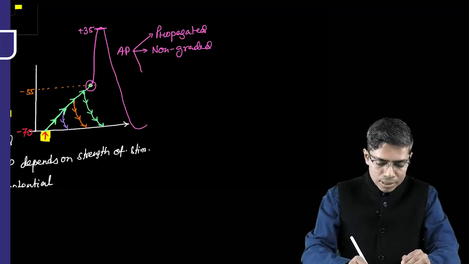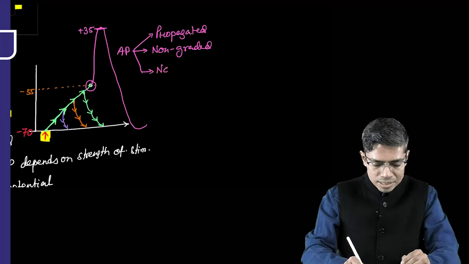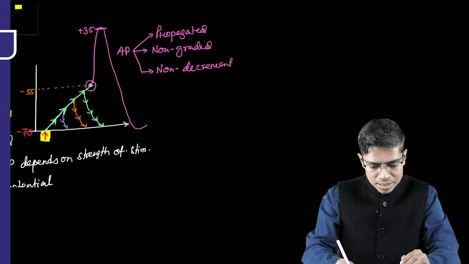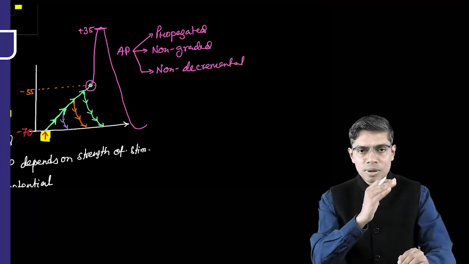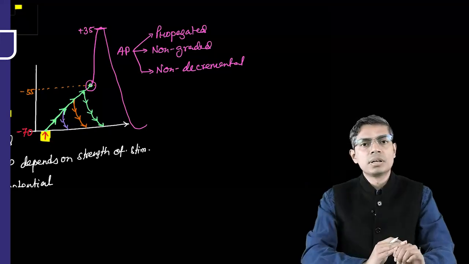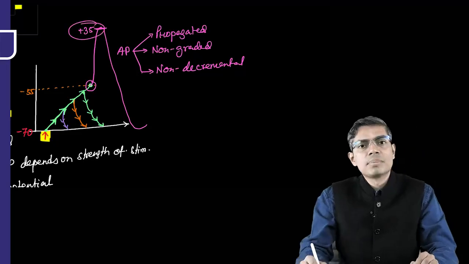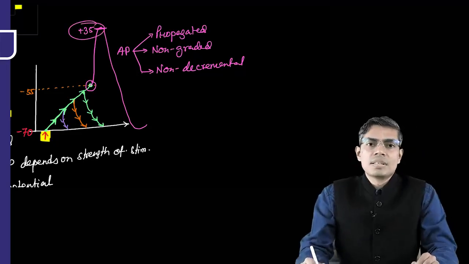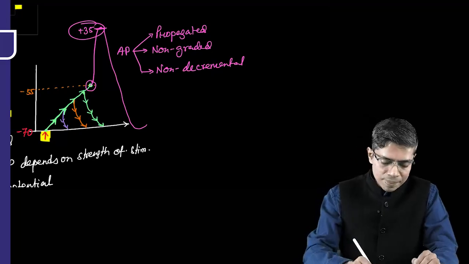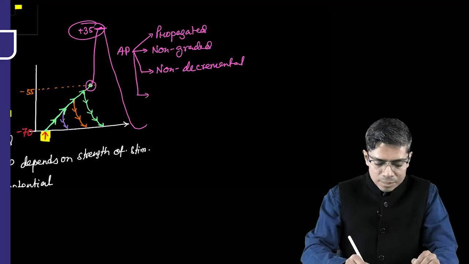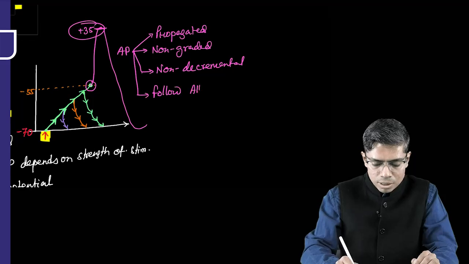And the third one is a non-decremental potential, meaning if the action potential is moving from one part to the other part of the neuron, the amplitude will remain the same. That means it will remain plus 35 millivolt only. The decrement of this amplitude is not going to happen. That is the meaning of non-decremental potential. And obviously, the action potential will follow the all or none law.